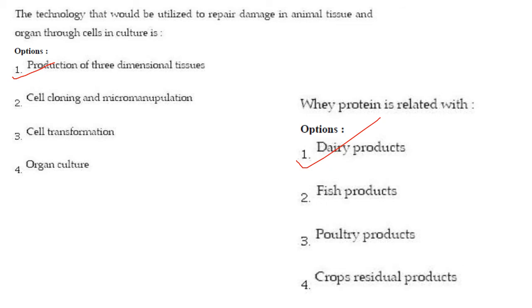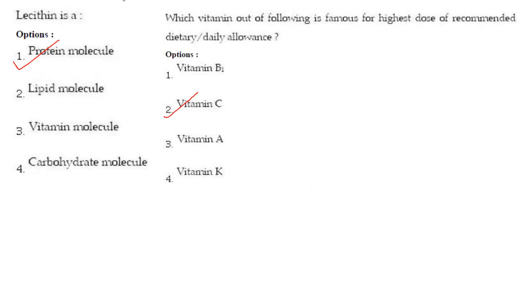Whey protein is related with option 1 dairy products, 2 fish products, 3 poultry products, 4 crops residual products. Answer is option 1 dairy. Next one, lecithin is a option 1 protein molecule, 2 lipid molecule, 3 vitamin molecule, 4 carbohydrate molecule. Answer is option 1 protein molecule. Next one, which vitamin out of the following is famous for highest dose of recommended dietary or daily allowance? Option 1 vitamin B1, 2 vitamin C, 3 vitamin A, 4 vitamin K.